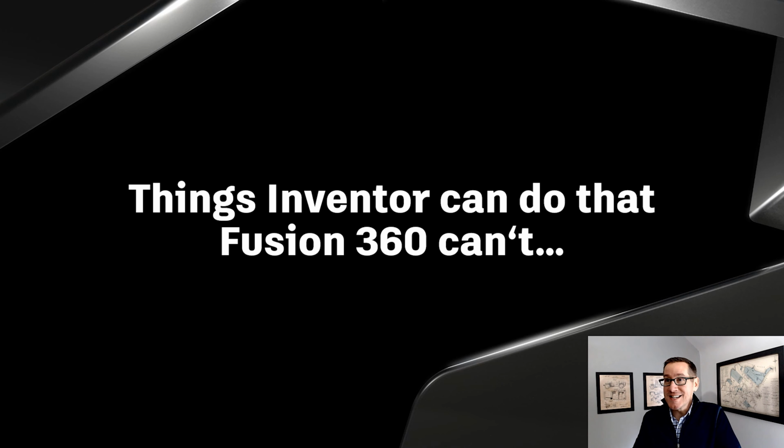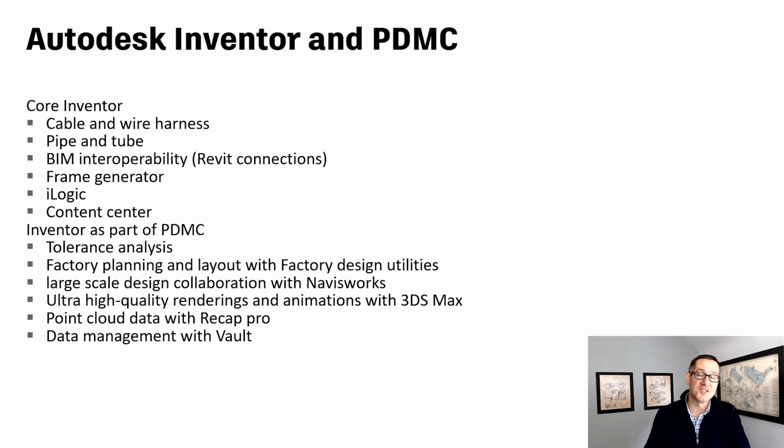But also, there's things Inventor can do that Fusion 360 can't do. And again, I'm not going to go into all the details of all of them, but there are reasons why you might need to stay in Inventor when you are creating things. I kind of broke this down into 2 sections, the core Inventor capabilities versus Inventor as part of the product design and manufacturing collection. So core capabilities: cable and wire harness, tube and pipe, BIM interoperability with our Revit connection, frame generator, iLogic for automation, content center. Fusion 360 just doesn't have that functionality yet.